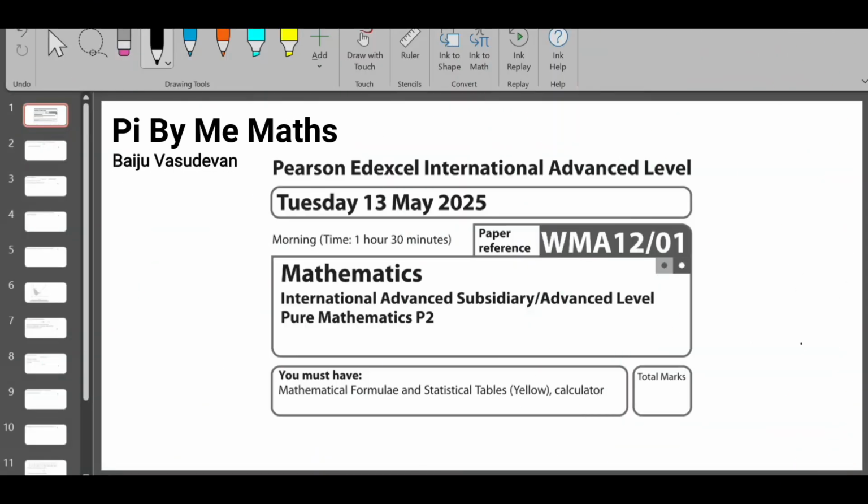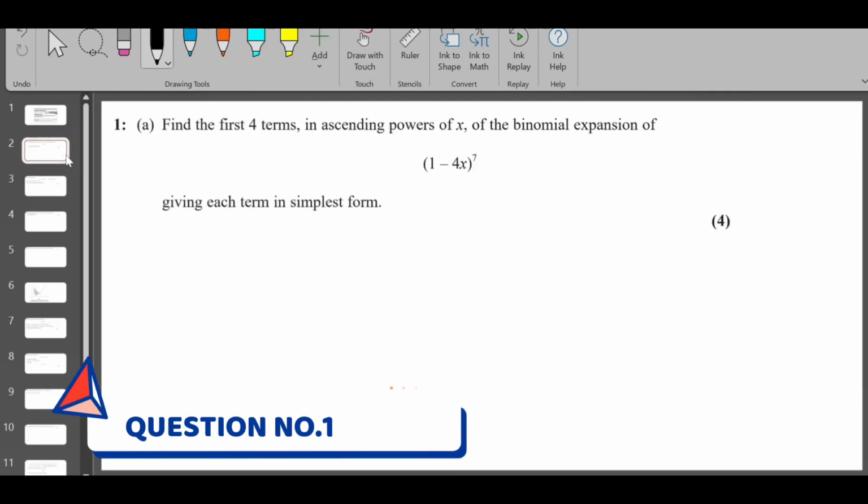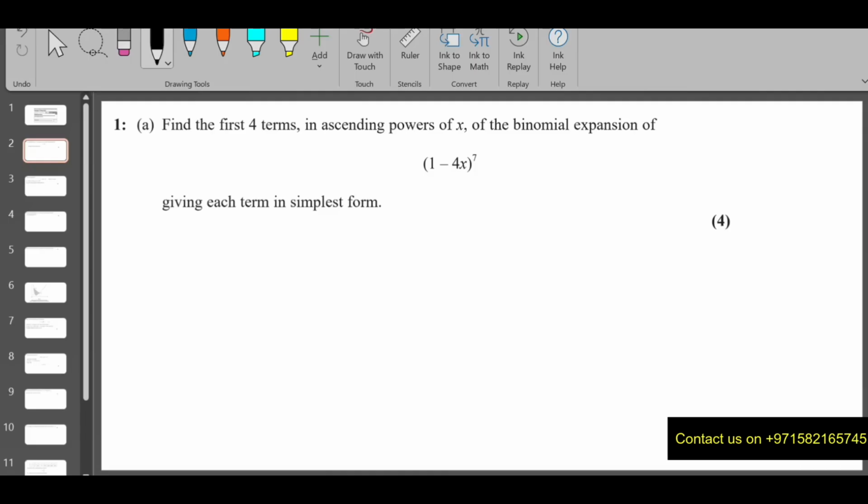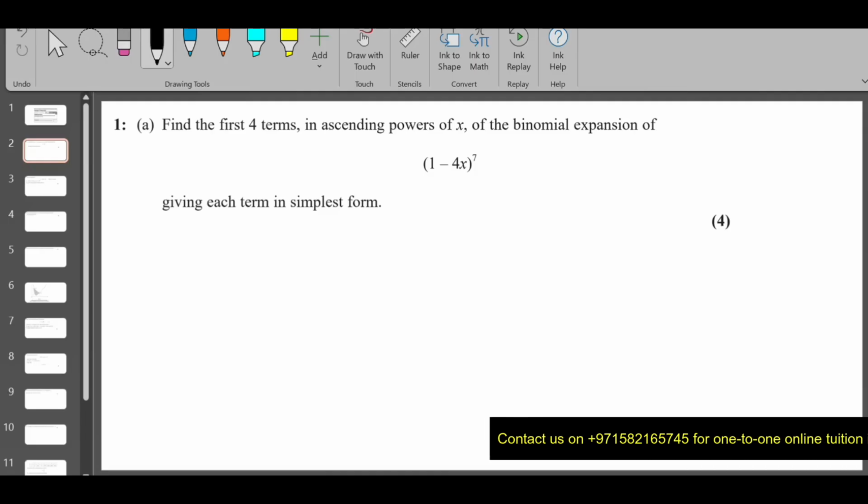I'm Devan. In this video, we are going to be solving the May-June 2025 Pure Math 2 past paper. Let's look at question number 1. Find the first 4 terms in ascending powers of x of the binomial expansion of (1 minus 4x) to the power 7, giving each term in its simplest form.